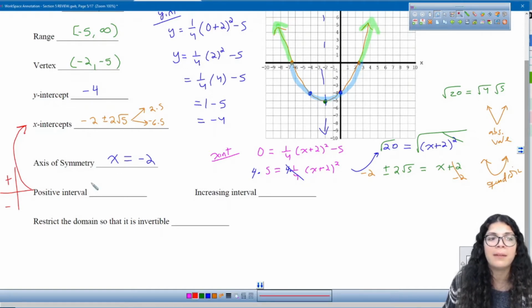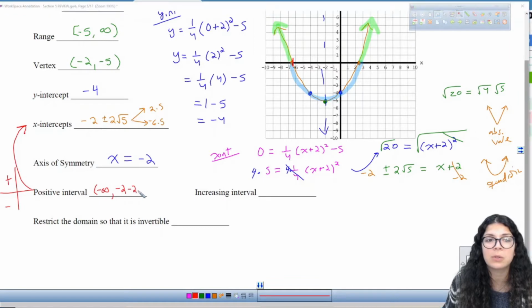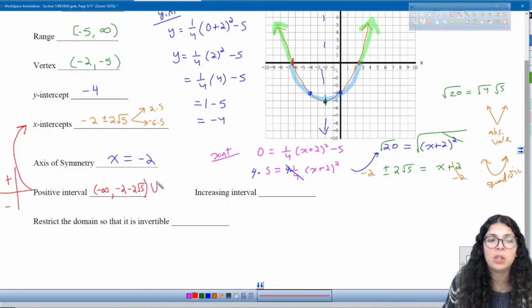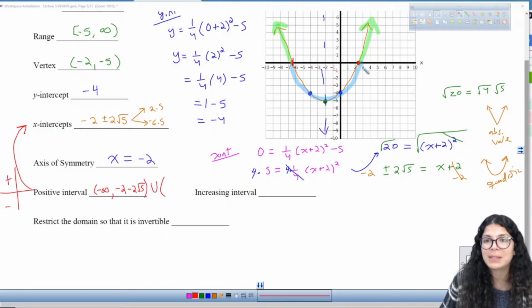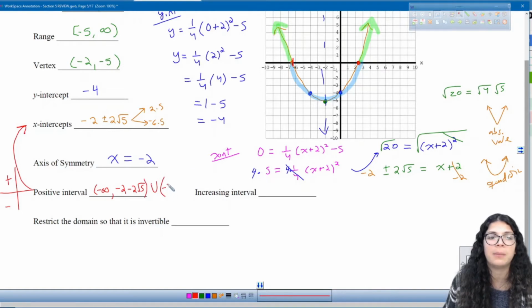So the one on the left is from negative infinity up until that first x-intercept value, which was the negative 6.5, which came from me doing negative 2 minus 2 square root of 5. And then a union starting from the second x-intercept, which is from negative 2 plus 2 square root of 5, all the way till the arrow on the right, positive infinity. So that is the positive interval.